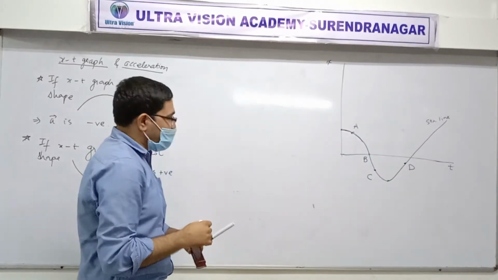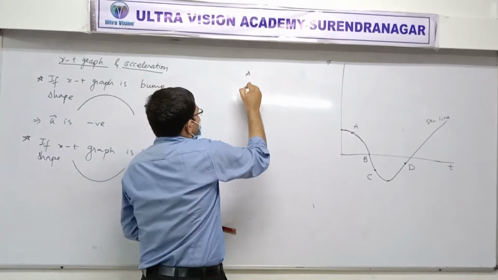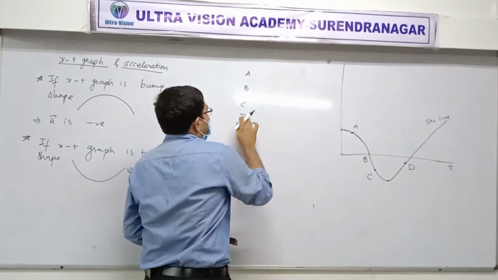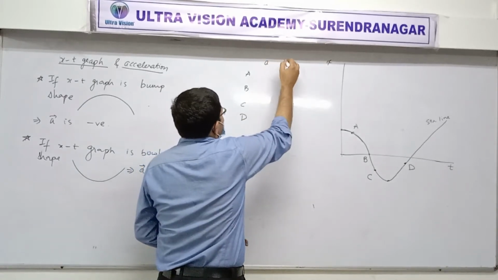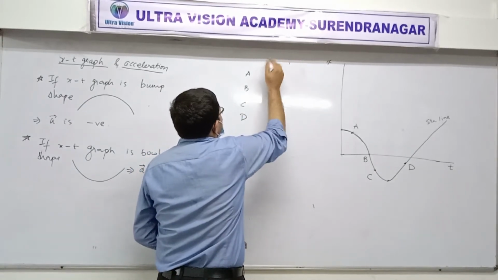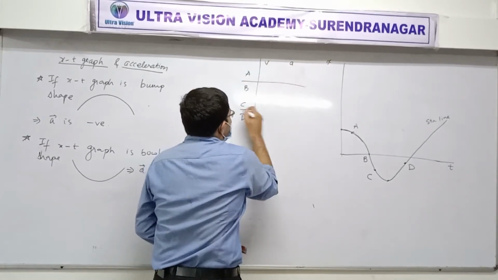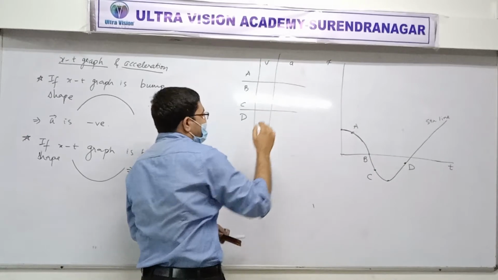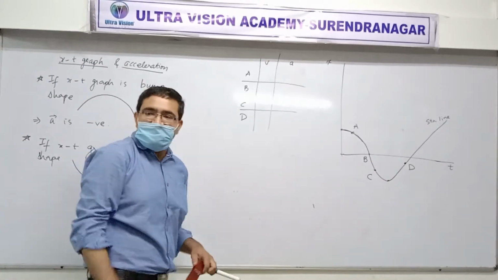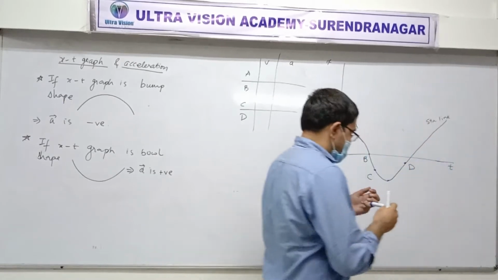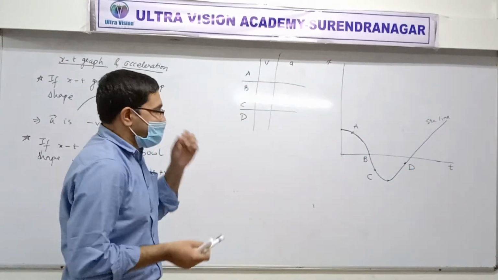So do you see 4 points A, B, C and D? Yes or no? Yes. Okay, what do we have to do? We have to decide the sign of acceleration and velocity. We have to decide the sign only, nothing else. Plus, minus, it's good. Okay, which graph is it? XT graph. Very good.